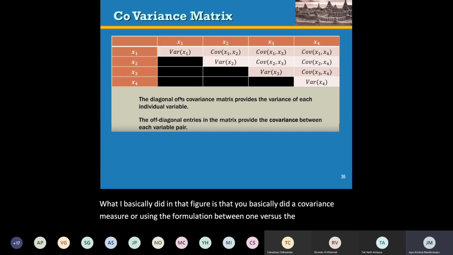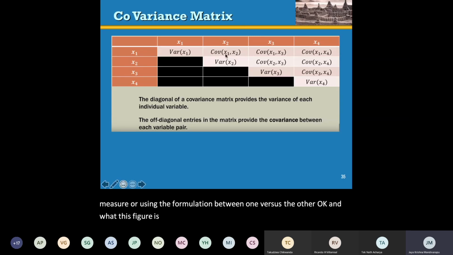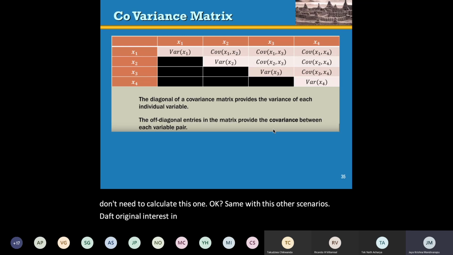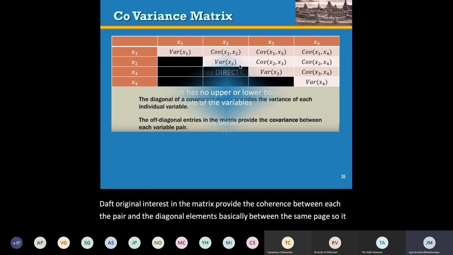Okay, and this figure is nothing but a kind of mirror matrix. I don't know the exact term, mirror matrix. So if you calculate this one, you don't need to calculate this one. Okay, same with these other scenarios. The off-diagonal entries in the matrix provide the covariance between each pair, and the diagonal elements are between the same pair, so it is nothing but the variance itself.